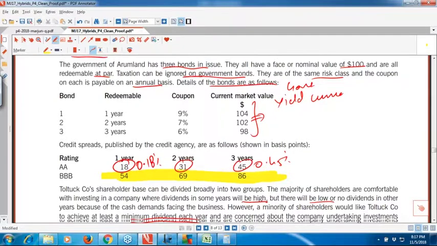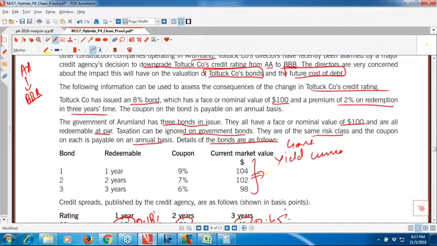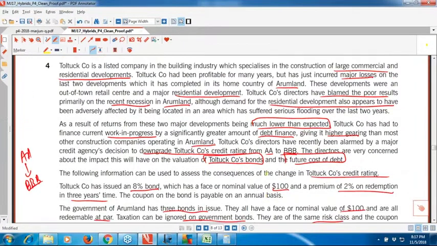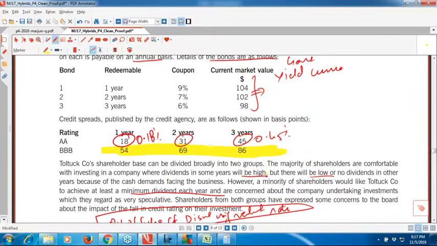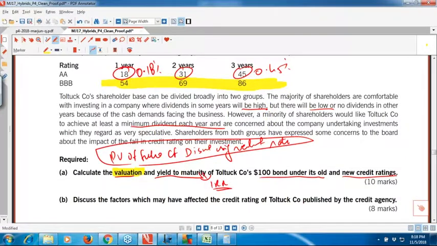Now, what next is there? The next situation is going to be, so we'll calculate the value of the bond like that. We were required to do one of them, the valuation of the bond. So how would you do it? It's the present value of the future cash flows discounted using the relevant yield curve. Now, we're also required to calculate the yield to maturity of the bond.